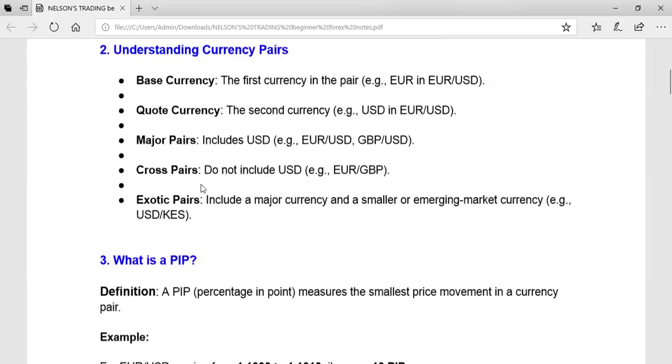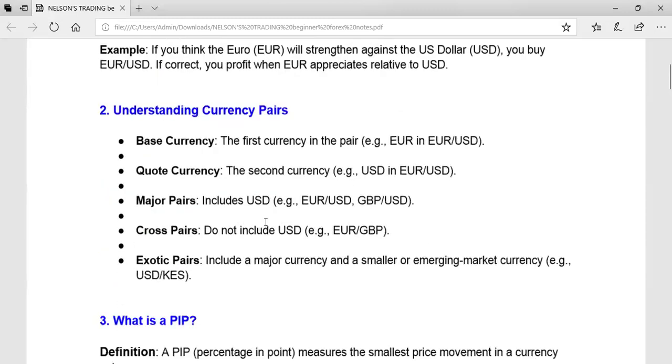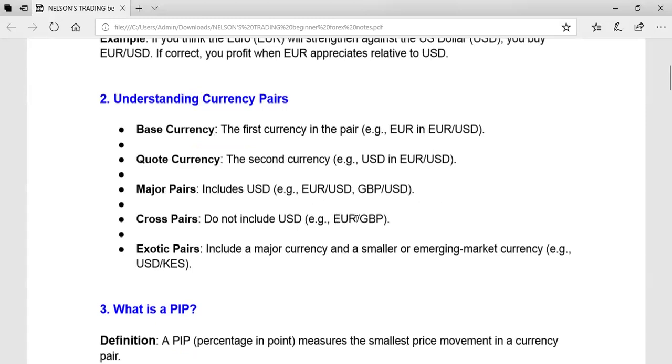Now we come to the cross pairs, which do not include the USD. For example, EUR/GBP. So this is Euro versus GBP. Just remember the base currency and the quote currency. This one is the base currency, then this one is the quote currency. Always, the base currency has more value than the quote currency because, for example, 1 euro is equal to a certain amount of GBP. So 1 euro is equal to 1 point something US dollar, meaning the euro has more value than the USD.